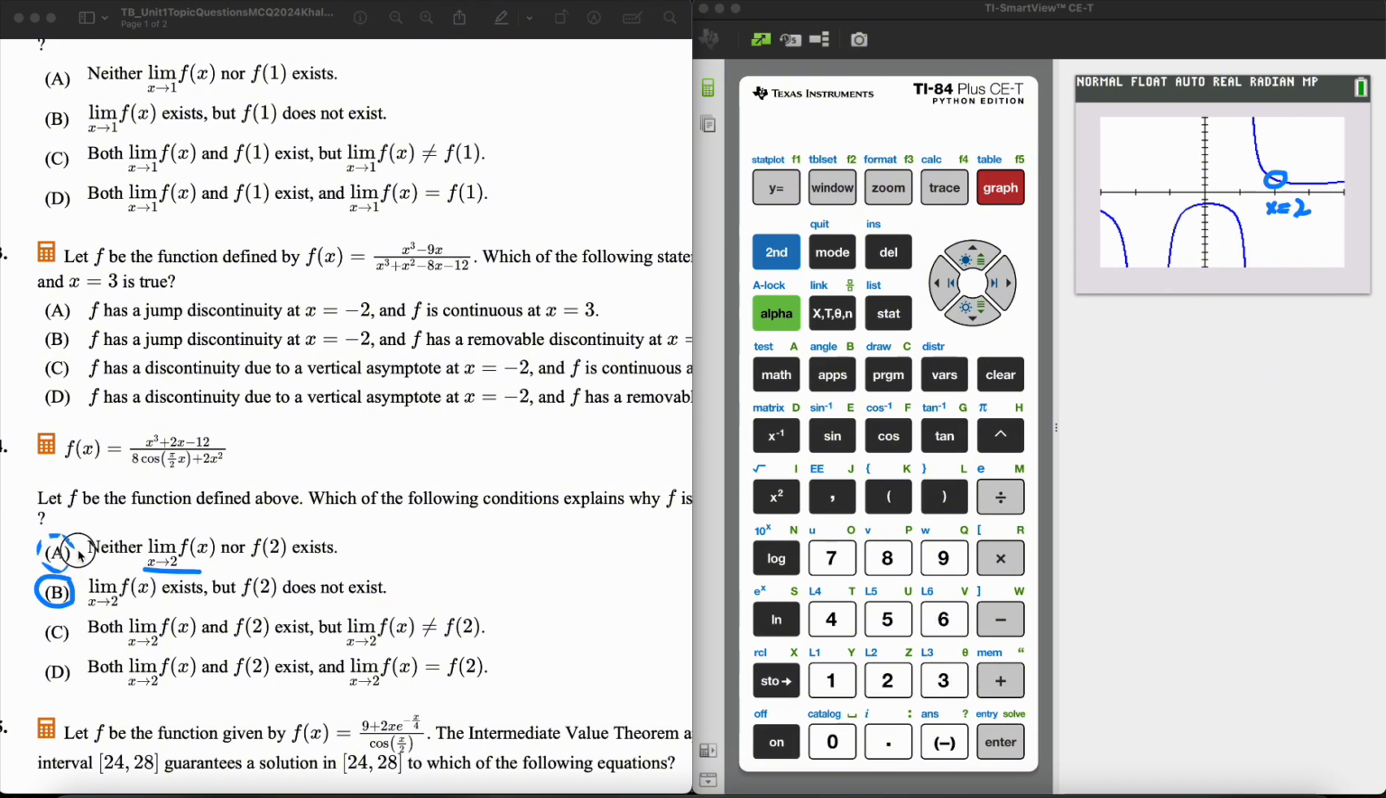So I'm going to erase that one, right? Because A is wrong, right? B is going to be the right answer. My limit exists, but f of 2 does not exist. Okay?